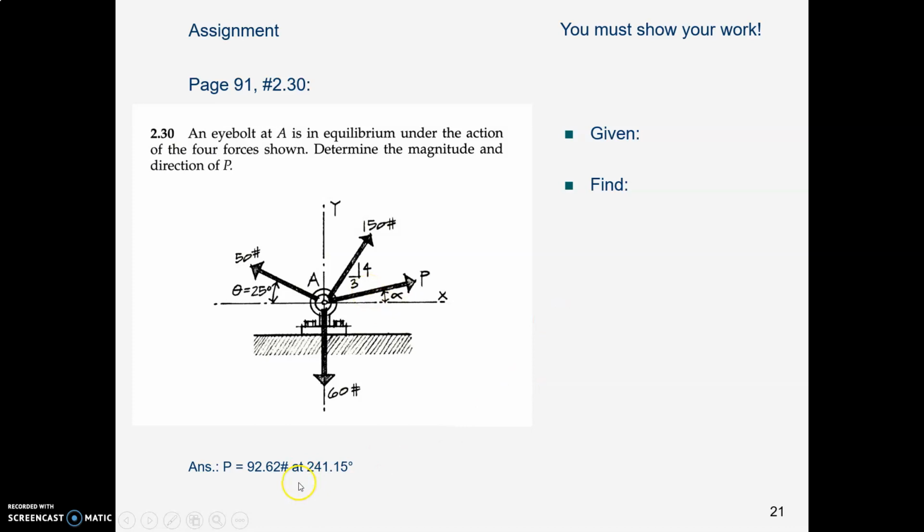Also, let me say that you might get numbers that are slightly different from these. That's fine. You don't have to be exact. But if you're in the ballpark someplace, it's probably correct. So that's the first problem.